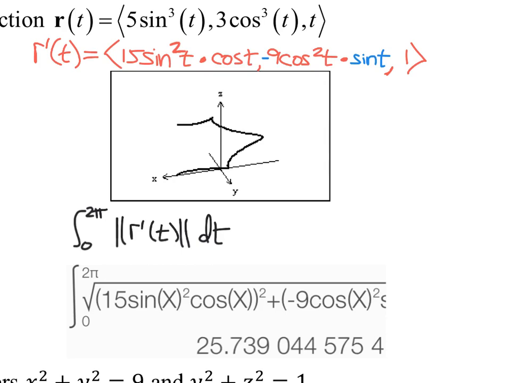What you do is you type in your 3 functions as 3 separate equations. So 5 sine x cubed, 3 cosine x cubed, and then just x. All right, so all x's instead of t's. This technique, if it works, gets you off the hook for having to find the derivative entirely.